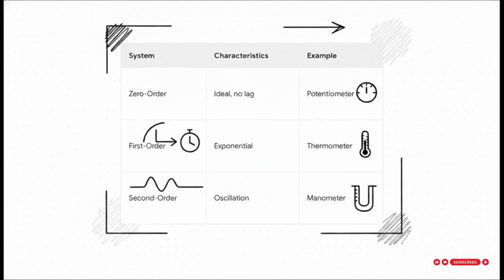We can neatly categorize their mathematical behavior using this cheat sheet. Zero-order systems are basically the dream. They follow inputs perfectly with zero distortion. First-order systems introduce a time constant, meaning their response drags behind on an exponential curve. And then second-order systems are the most complex. They add physics like natural frequency and damping, meaning they might actually bounce or oscillate before they settle down.